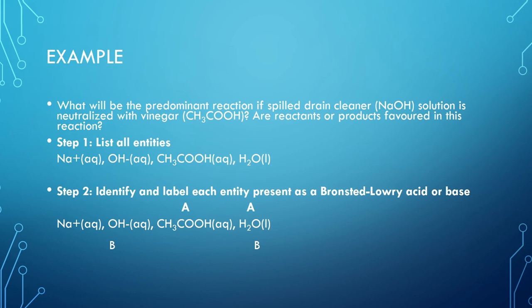Here is an example of how these 5 steps work. Sodium hydroxide and vinegar are reacted. The question asks if the reactants or products will be favored. The entities would be sodium ions, hydroxide ions, acetic acid, and water. Hydroxide ions are basic, acetic acid is acidic, and water can act as an acid or a base.